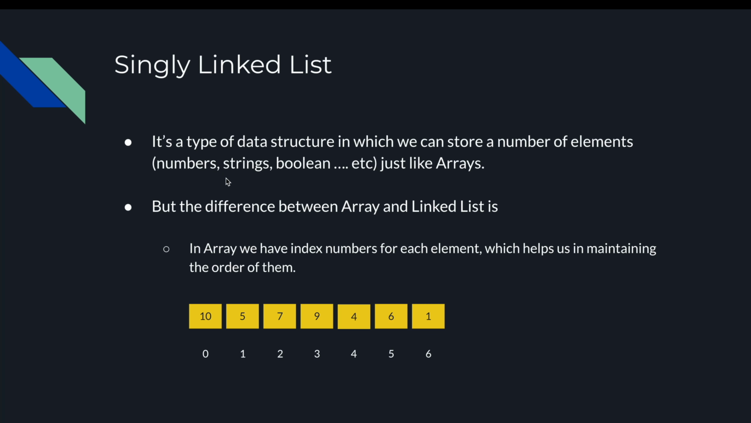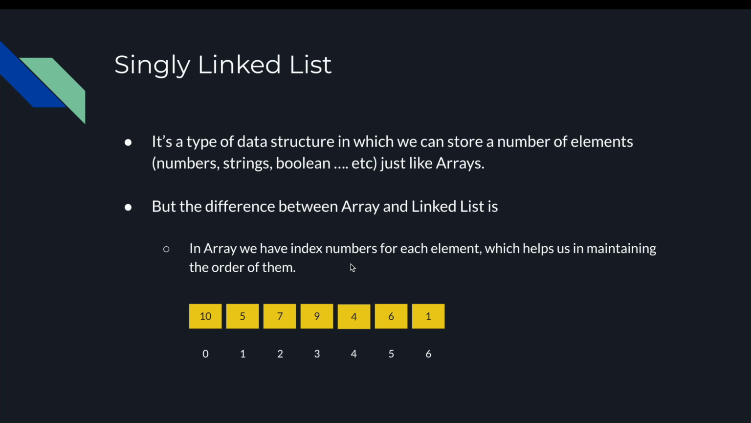Alright, so it's a type of data structure in which we can store a number of elements, and those elements can be anything: numbers, strings, boolean, etc., just like arrays, right? As we can store a collection of data in arrays, in the same way we can store a collection of data in singly linked list. Now you must be thinking, then what's the difference, right? We can store a collection of data in arrays, then why do we need a singly linked list?